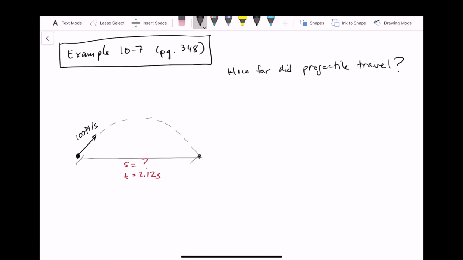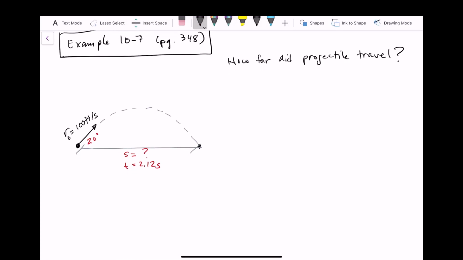We have a projectile with an initial velocity. We can say that v naught is equal to 100 feet per second. It travels a distance, which is what we're trying to find, and the total travel time is 2.12 seconds. The only other piece of information that's given is that the angle is 20 degrees for that initial velocity. And so what we're going to have to do is remember that that initial velocity needs to be broken up into x and y components.